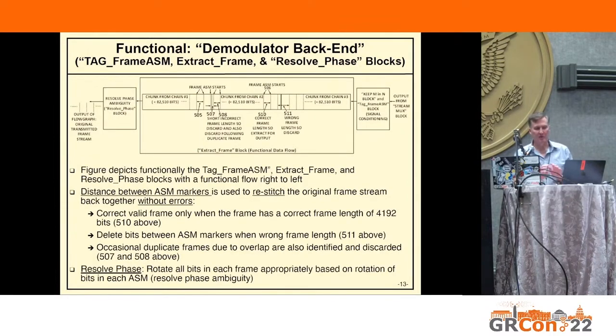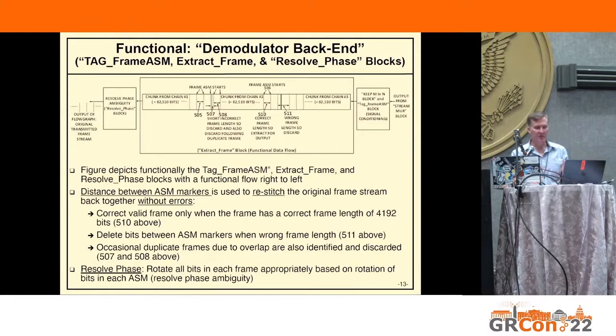So that's the second half of the back end and the last part of the modem, the demodulator really. Read this right to left. We use the distance between ASM markers. If you look at 510 here in the figure above, if it has 4,192 bits, which is the frame length I'm using, the correct frame length, I pull it out, extract it, it continues on downstream.